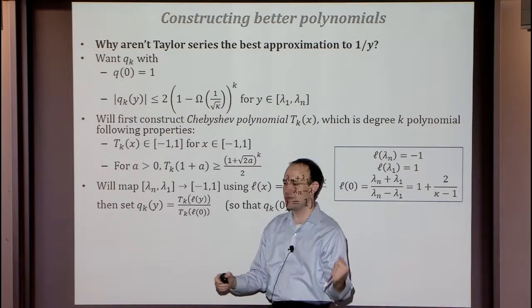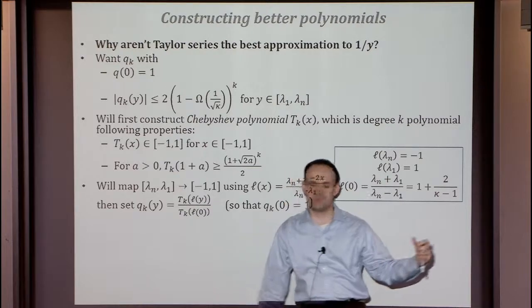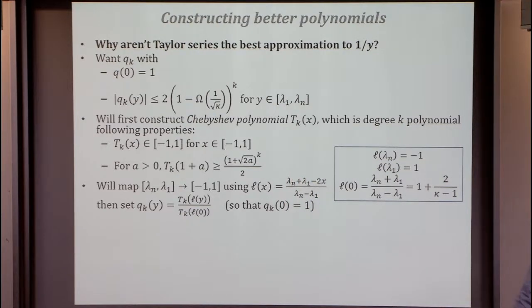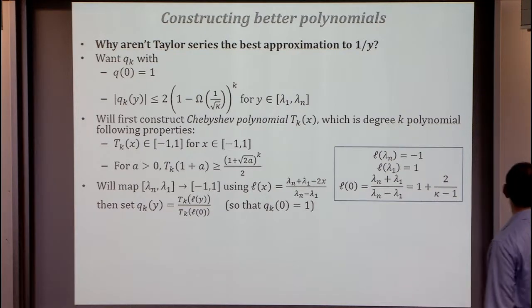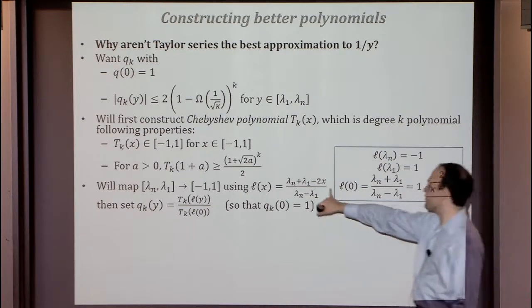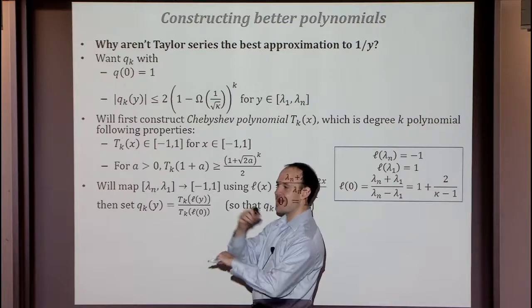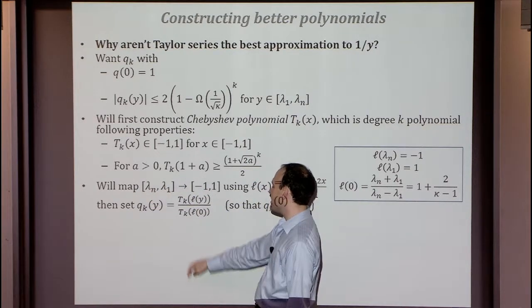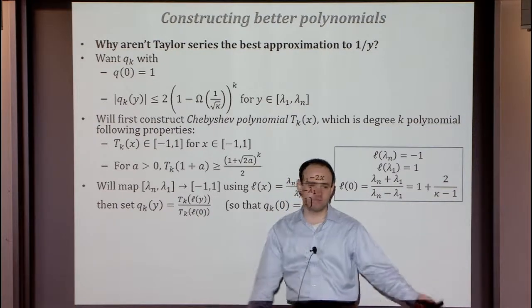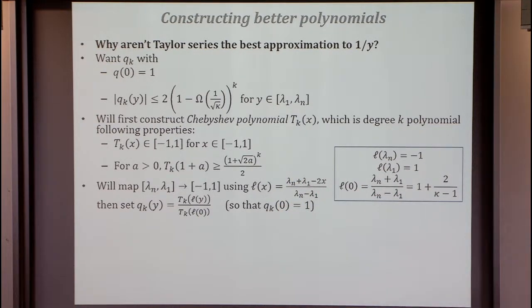That gives us a polynomial that is hopefully much bigger at 0 than it is in the interval. And then we're just going to scale it down, so that instead of being big and small, it's 1 and small. So the numerator here is just your Chebyshev polynomial, linearly changed to map the eigenvalues to the interval. Then we divide it by its value at 0 to make it 1 and small, as opposed to just two numbers that are far apart. So that will be our construction.